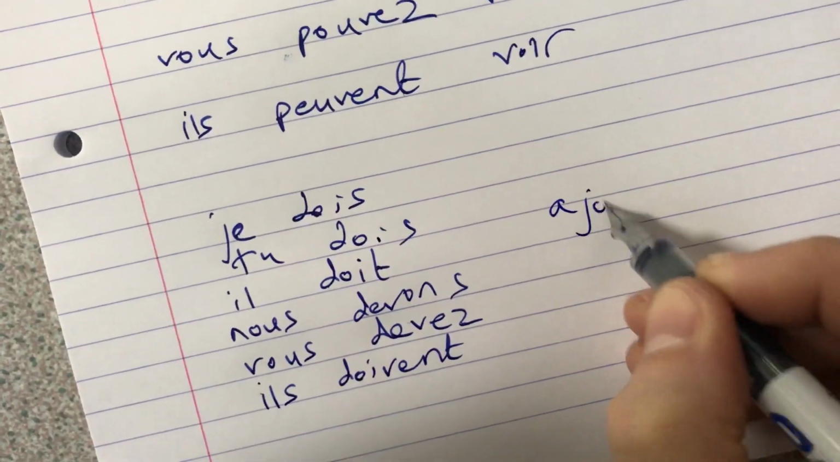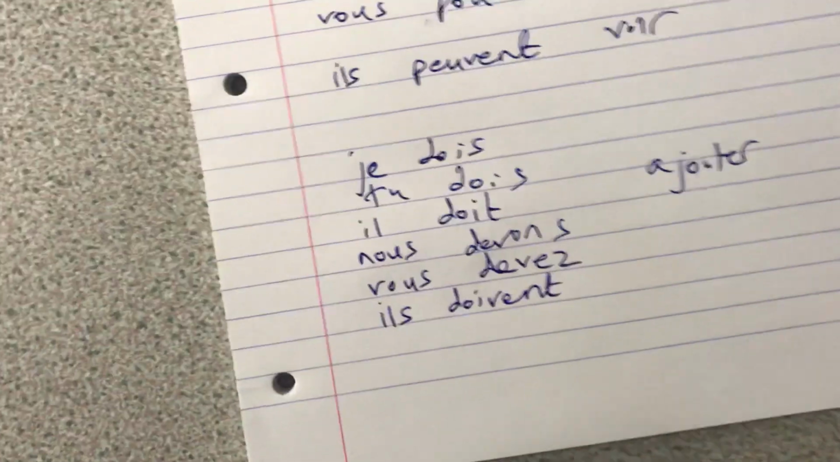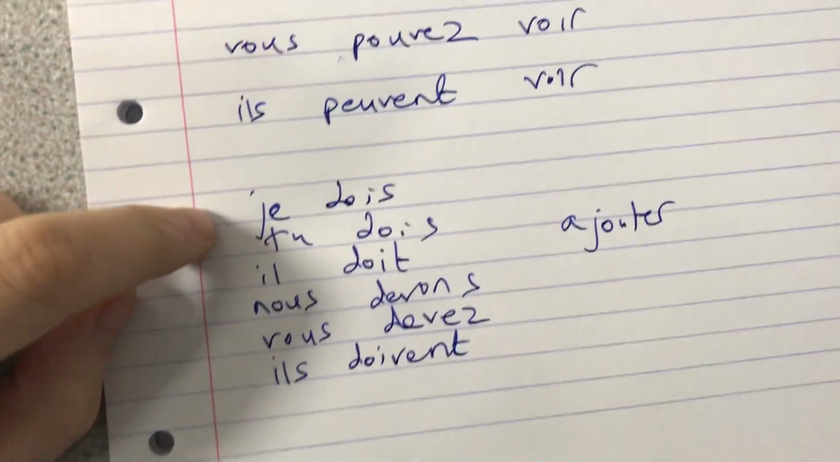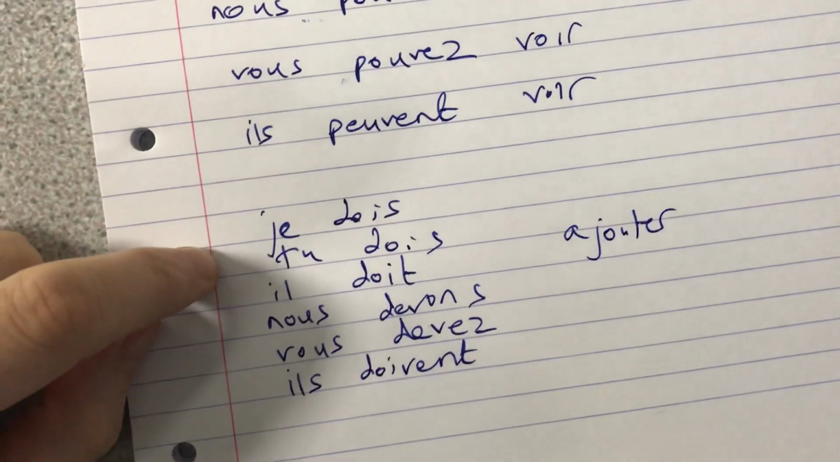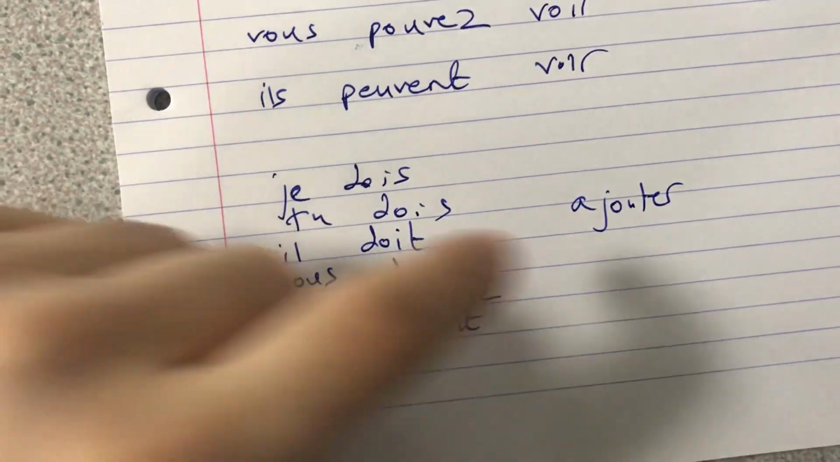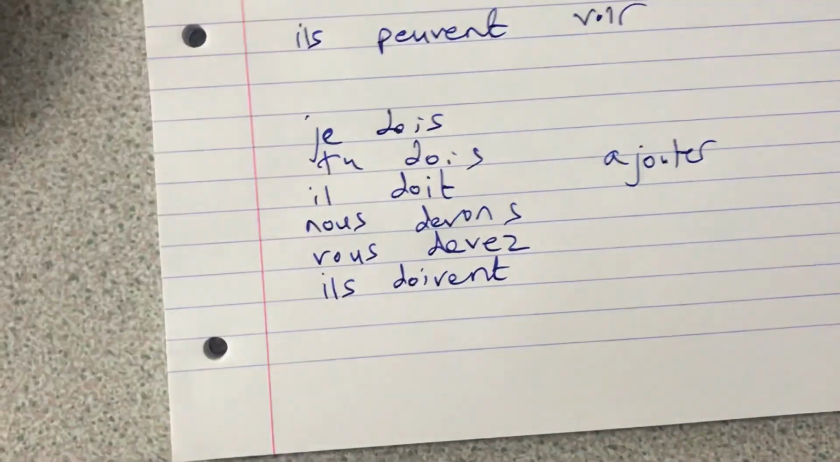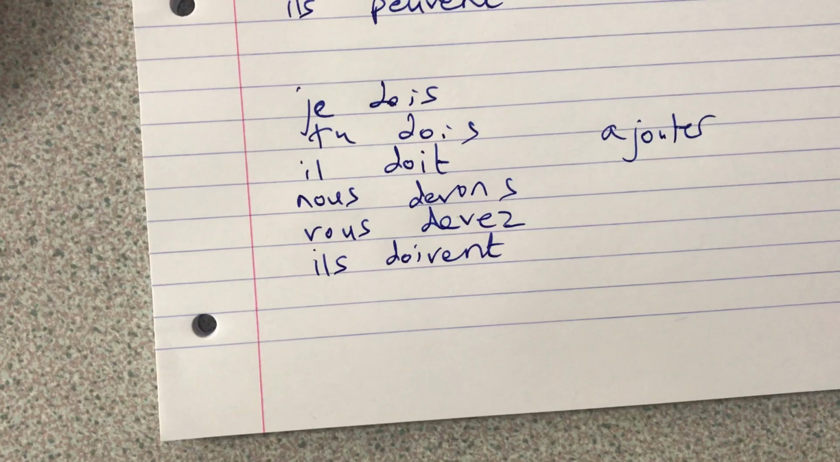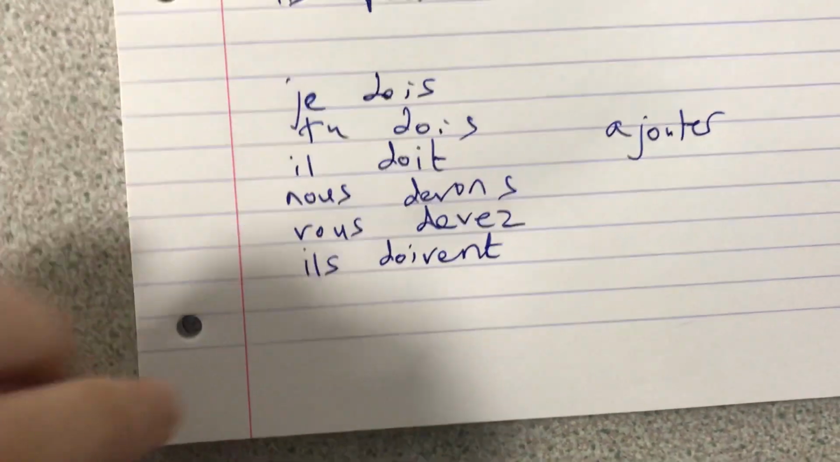Ajouter. Je dois ajouter, I must add. Tu dois ajouter, you must add. Il doit ajouter, he must add. Nous devons ajouter, we must add. Vous devez ajouter, you must add. And ils doivent ajouter, they must add.